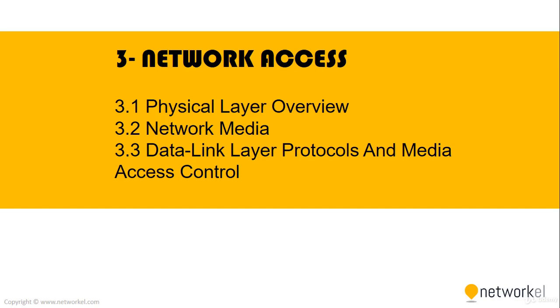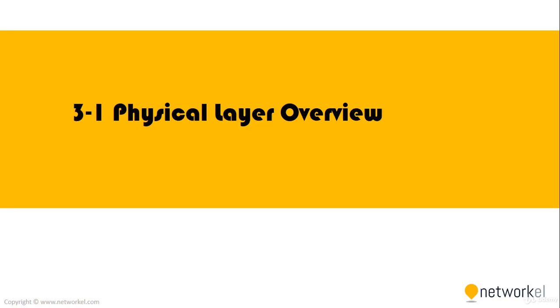In this section we are going to talk about network access, and we are going to define how we can access a network briefly. First, we are going to take a look at the physical layer overview of OSI. Then we are going to talk about network media, and lastly we are going to talk about data link layer protocols and media access control.